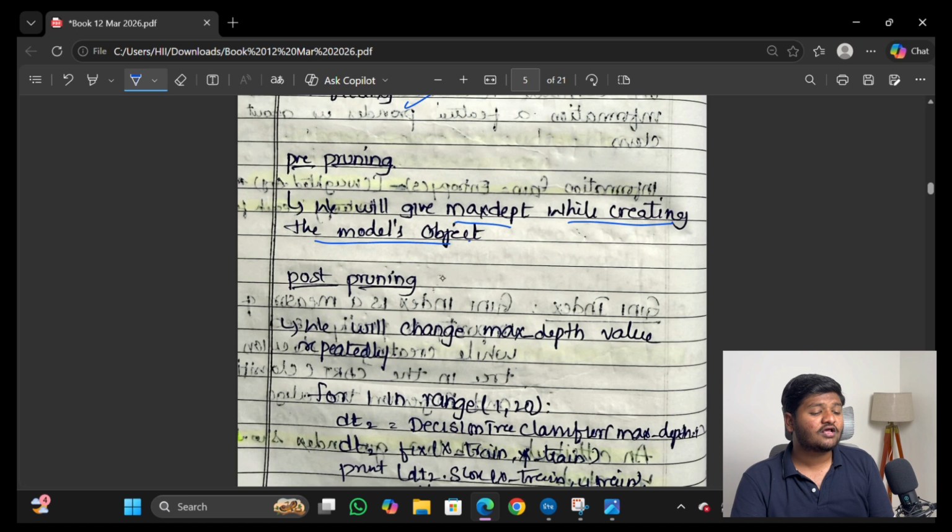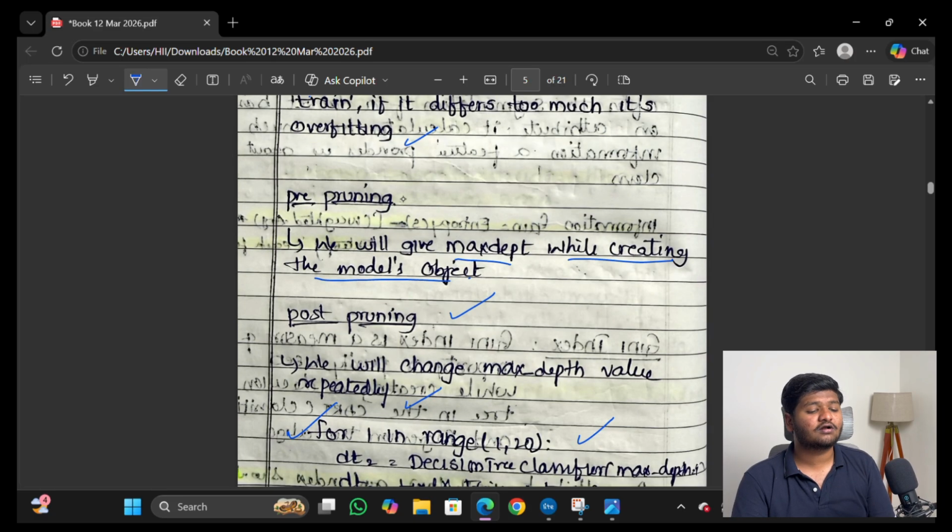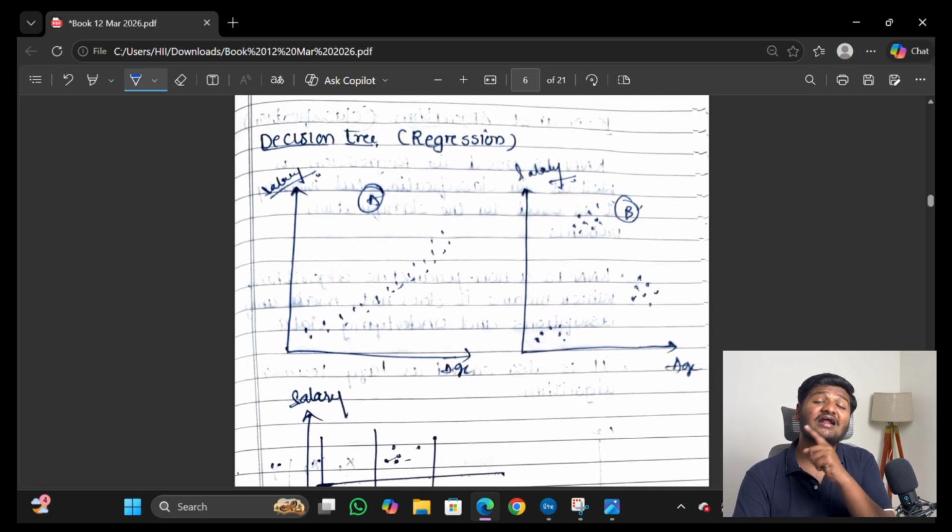What is post-pruning? We will change the max depth value repeatedly. Means after model training, we'll give a range, say from 1 to 20, and check continuously which gives us the best accuracy. So this is called post-pruning, and pre-pruning is a hyperparameter. Guys, this is all about the decision tree in classification.